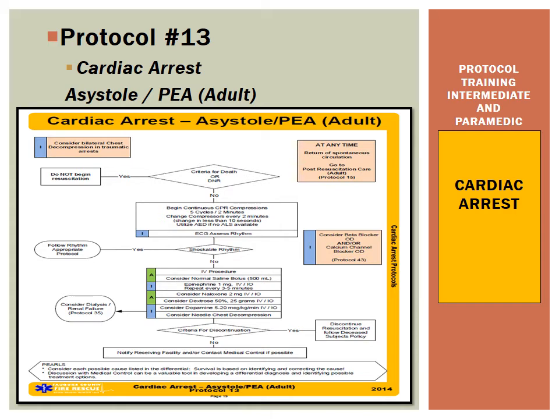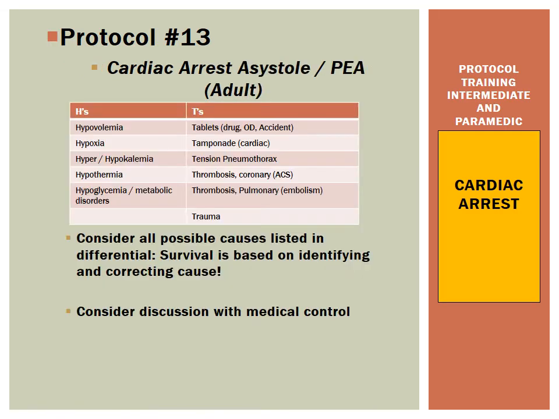All right, protocol 13 is our cardiac arrest asystole PEA protocol for adult patients. All of our cardiac arrest protocols follow the ACLS guidelines. So no real change here in your treatment from your current protocols. Just a reminder, we need to consider the causes of our cardiac arrest, so our H's and T's, considering all possible causes listed in the differential, and survival is based on identifying and correcting that cause of cardiac arrest. Consider a discussion with medical control.